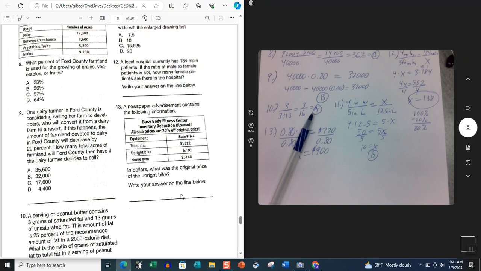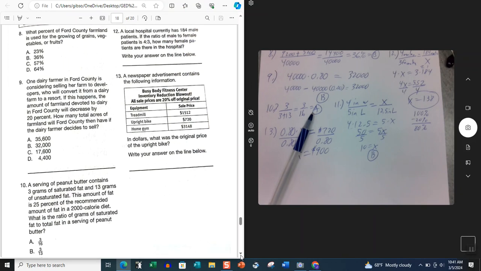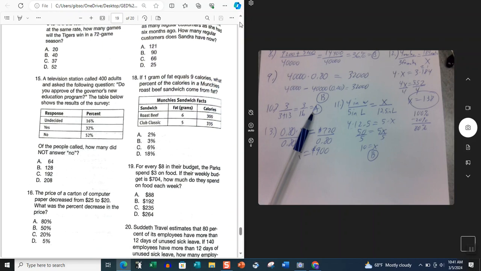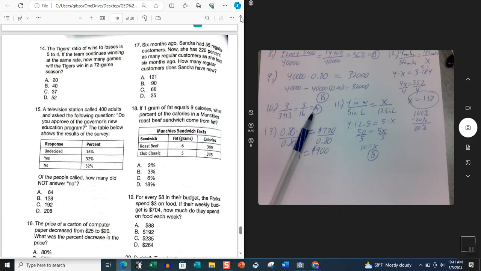So with that being said, it's not multiple choice. So that's what we will leave it as, is x equals $900. Now for problem 14, it says the Tigers' ratio of wins to losses is 5 to 4. If the team continues winning at the same rate, how many games will the Tigers win in a 72-game season? Okay, so basically what it's saying is they win 5 games to 4 losses.